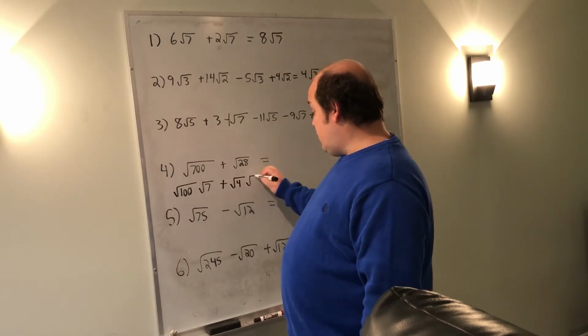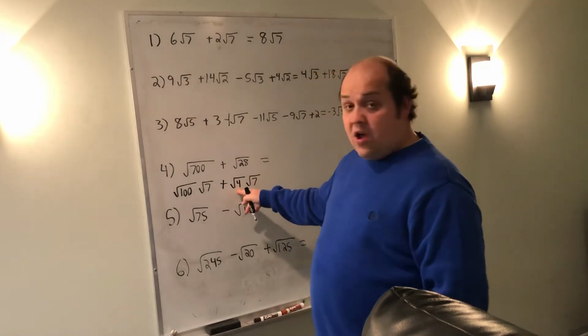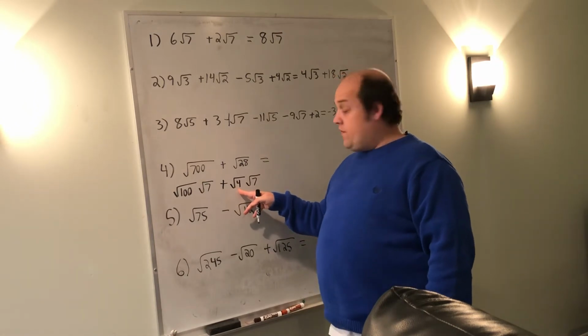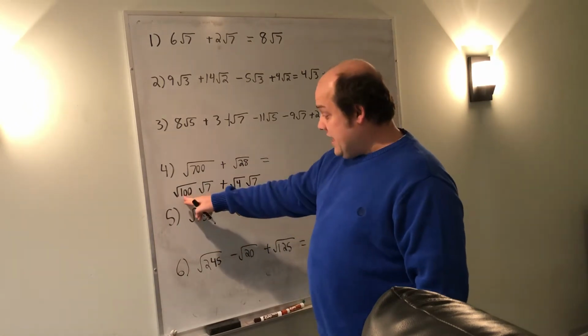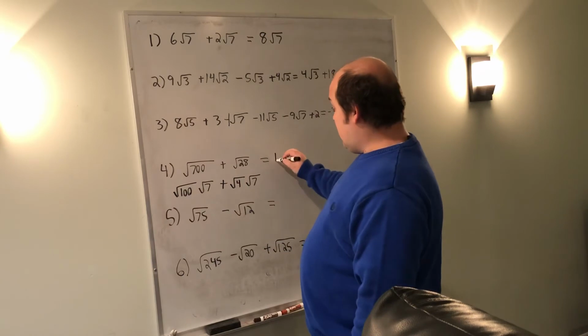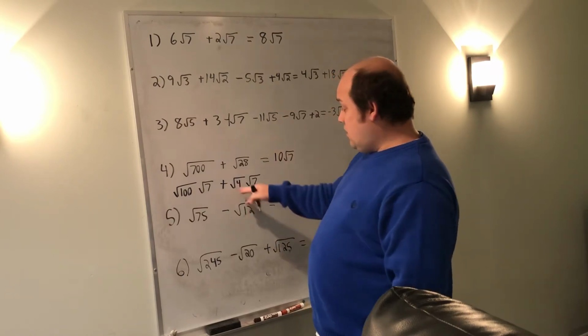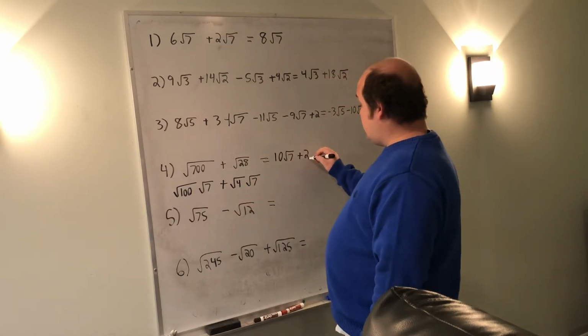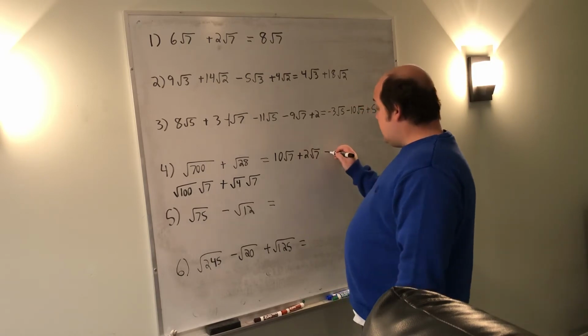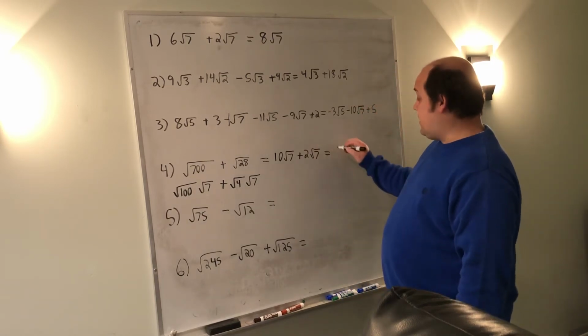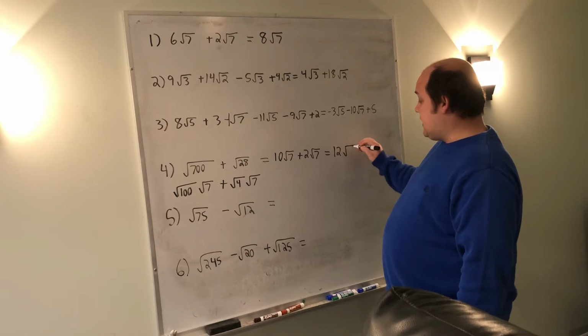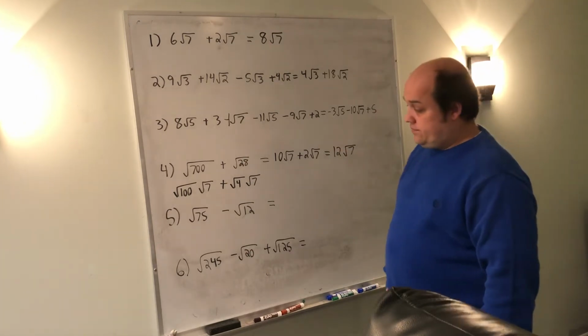I can break this into root 4 and root 7, and sure enough, root 4 does appear on my perfect squares list. So if I take this perfect square out, root 100 becomes 10 roots of 7. Root 4 becomes 2 roots of 7. Now I can just say 10x plus 2x gives me 12x, or in this case, 12 roots of 7.